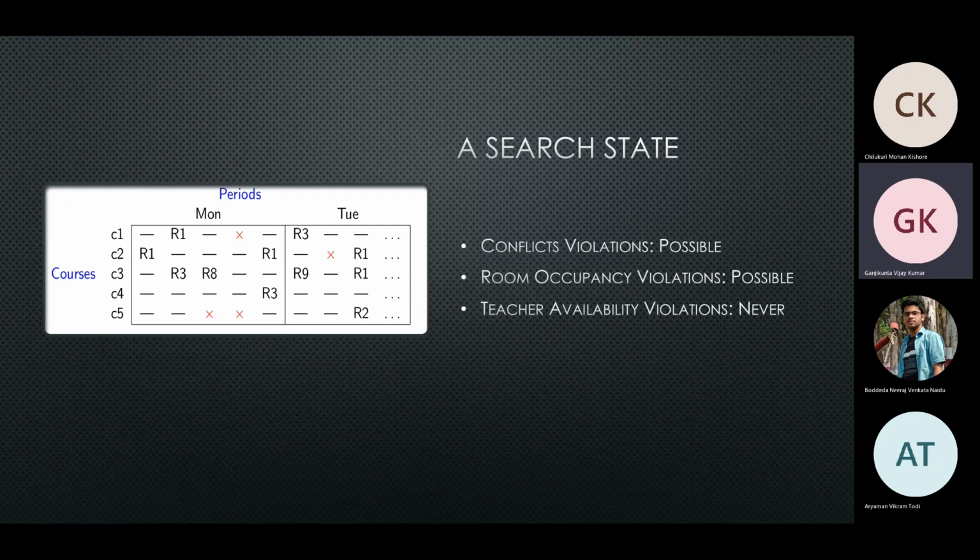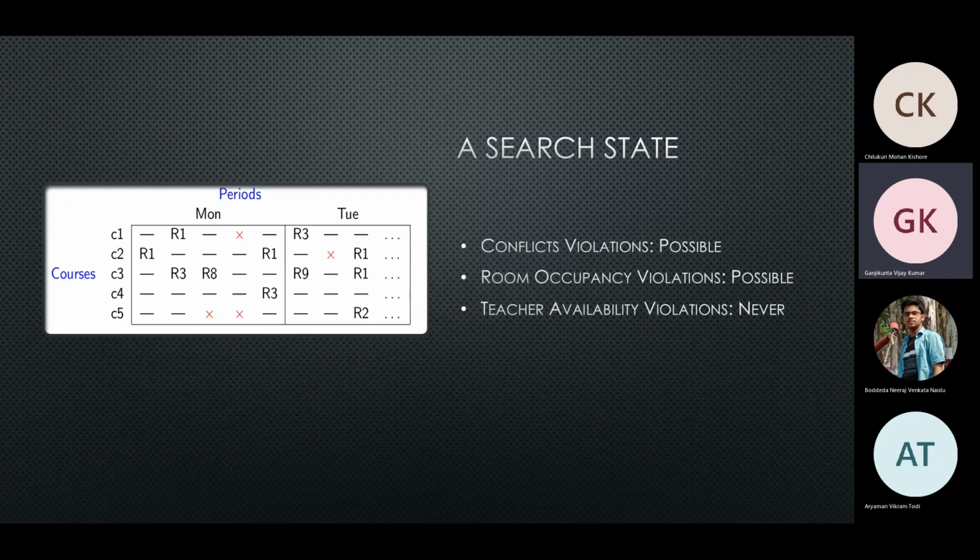Conflict violations can be possible. There can be some conflicts, course conflicts or some other conflicts. Room occupancy violations can also be possible. Suppose consider C2 and C3. Both are having allocated room R1 in the same period. These can also be possible in the initial state. We will finally move to where these are not there in the final thing.